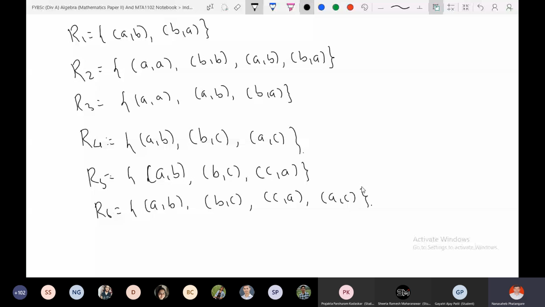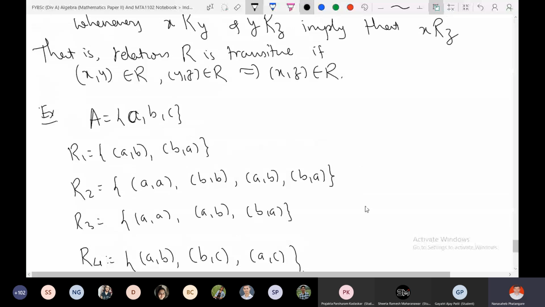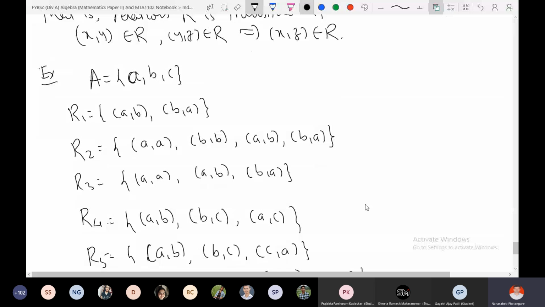Okay, now check one by one which is transitive. You can think about reflexivity and symmetry, but we are interested in transitivity. So is R1 transitive?